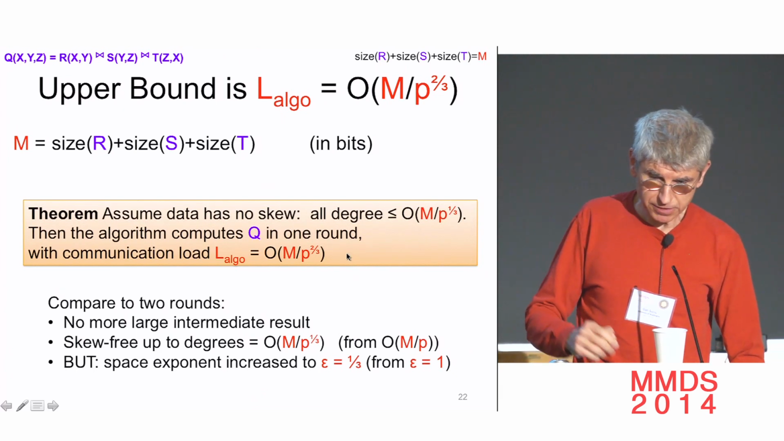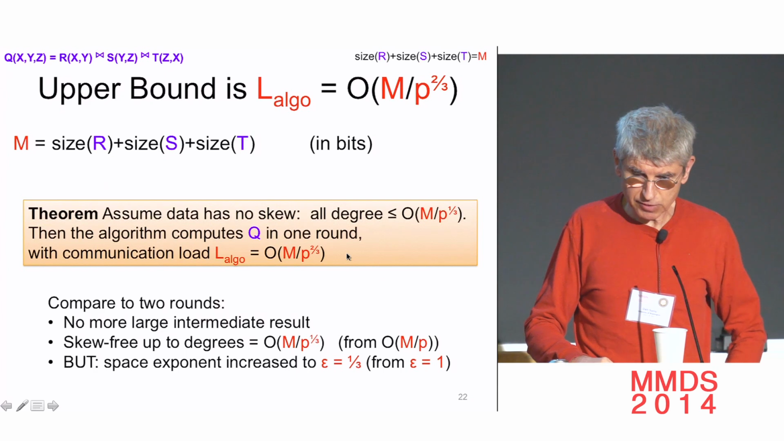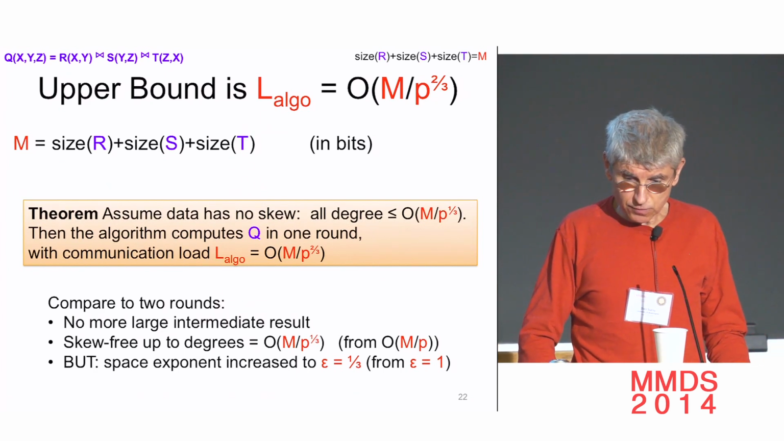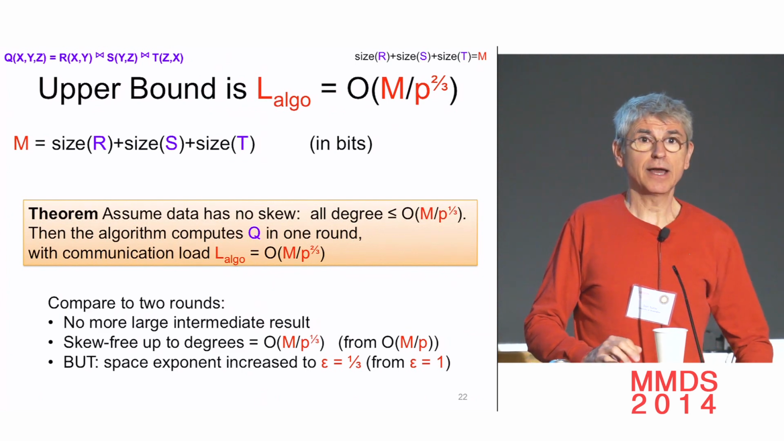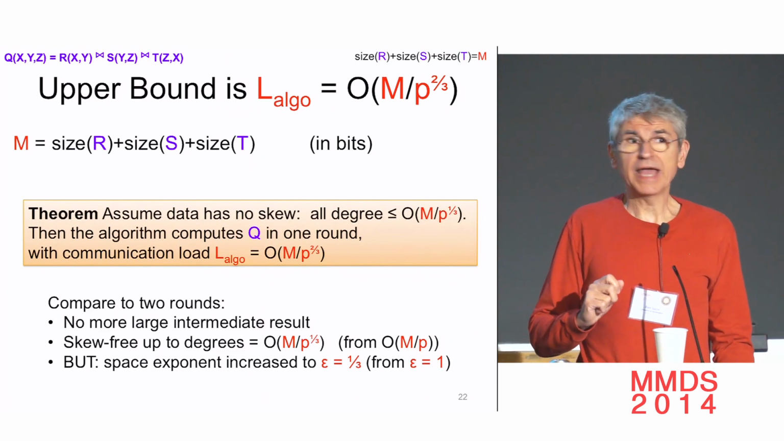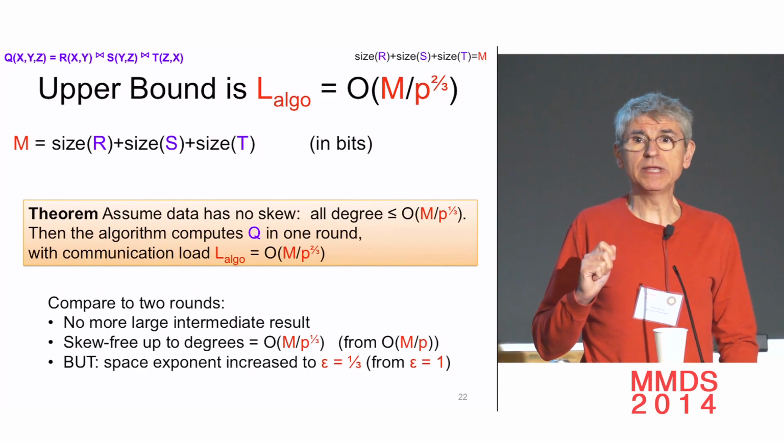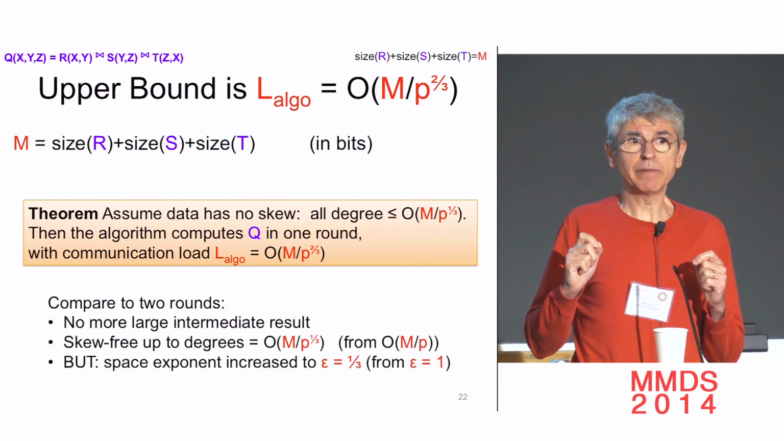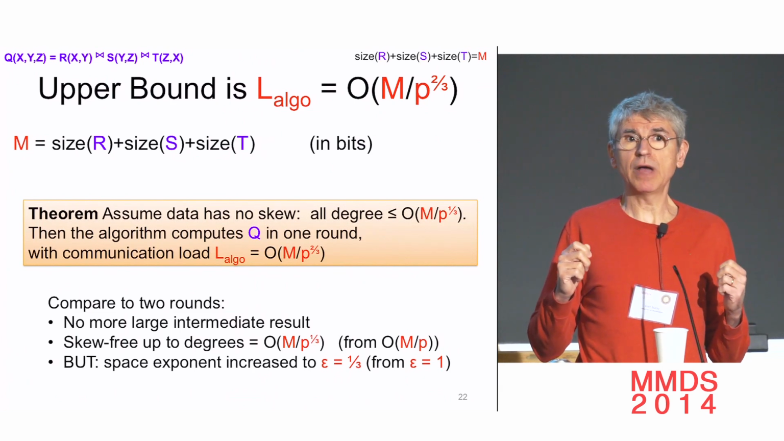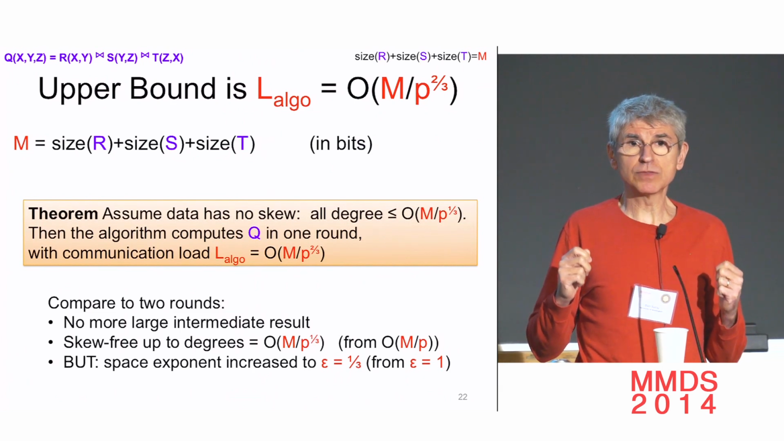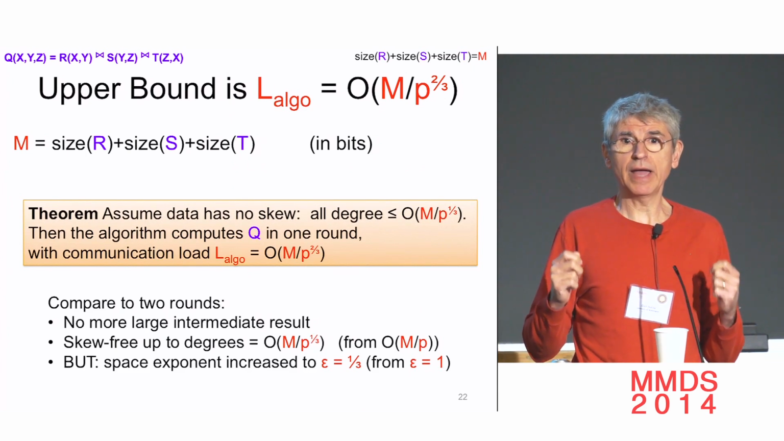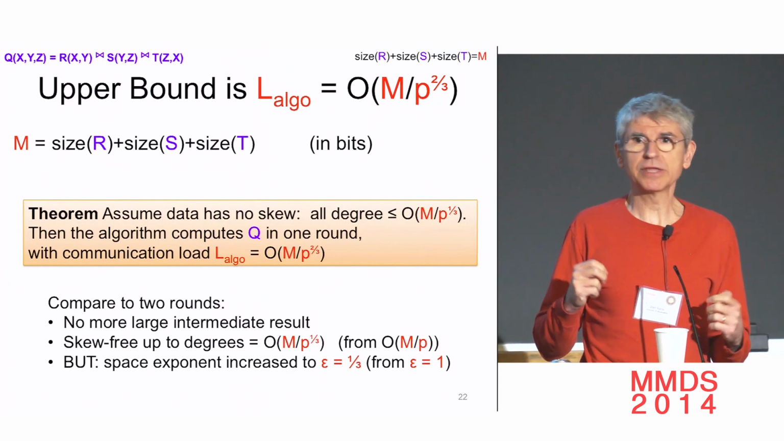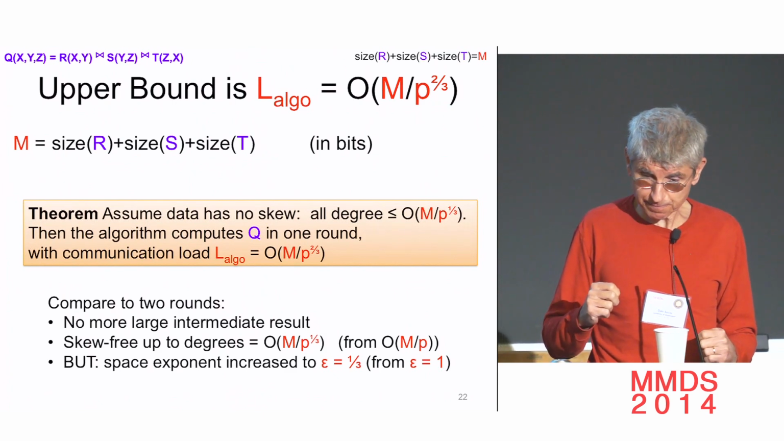I've captured this in a theorem. The load of this algorithm is m by p to the 1/3. Notice also that we can tolerate a slightly larger skew, because every value is sent to only p to the 1/3 buckets. So we can tolerate a degree up to m by p to the 1/3 from m by p, which was the heavy hitter degree for a simple join.